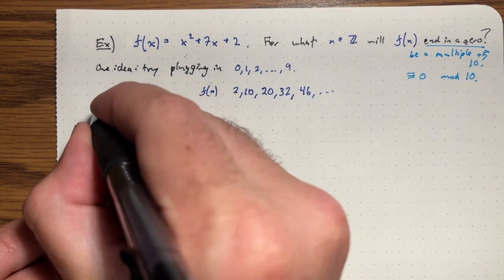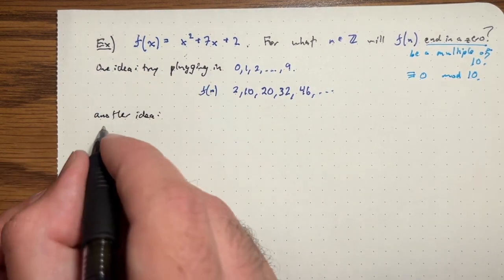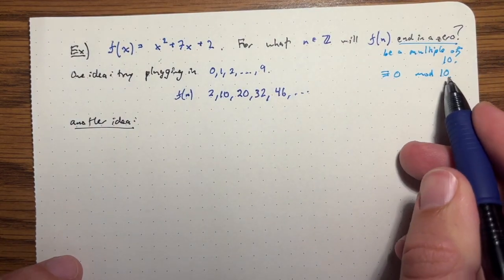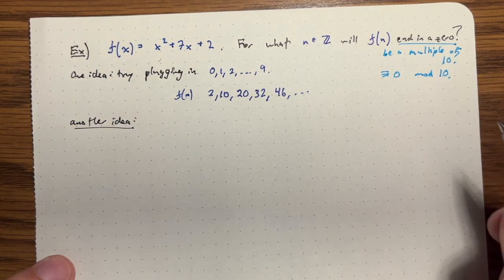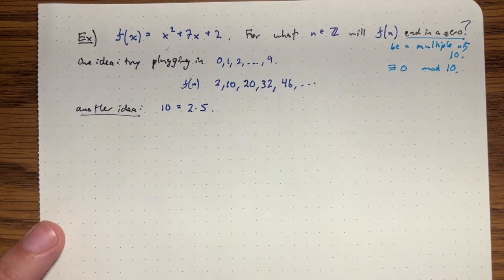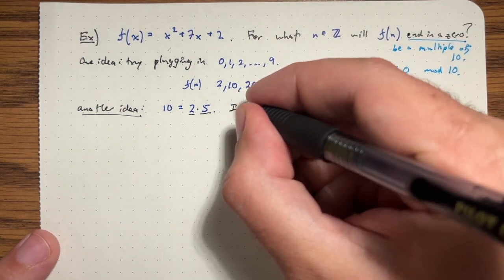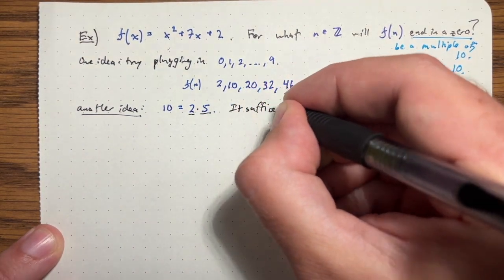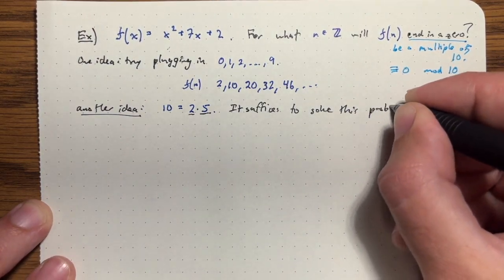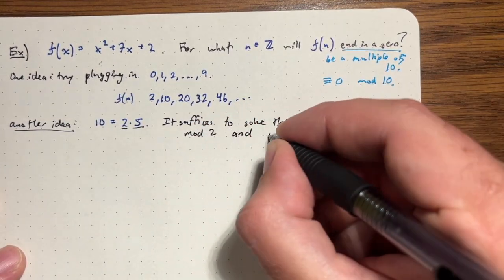Here's another idea: just use Sun Tzu's Remainder Theorem. Take our modulus of 10 and view that 10 as 2 times 5. Because 10 is 2 times 5, and 2 and 5 are coprime, it completely suffices to solve this problem modulo 2 and modulo 5.